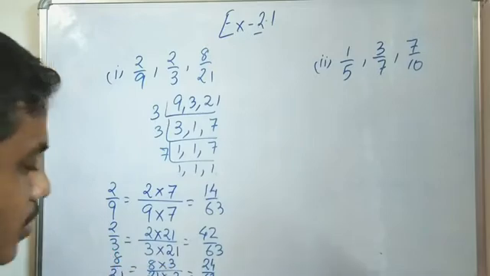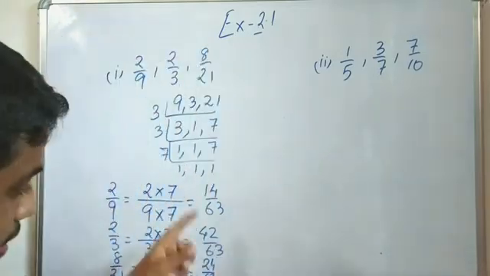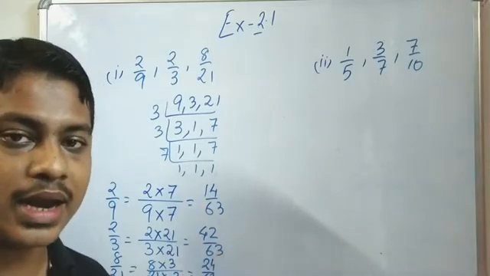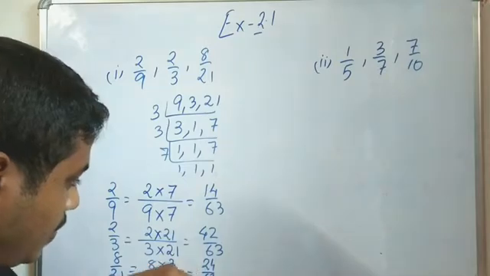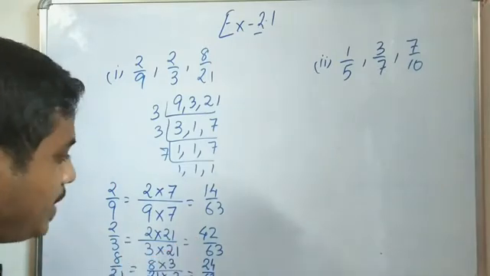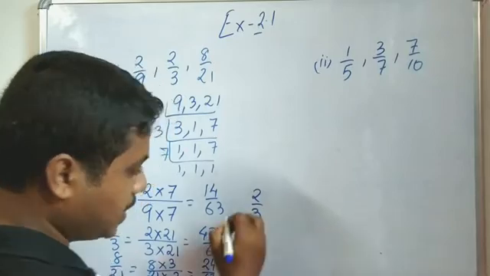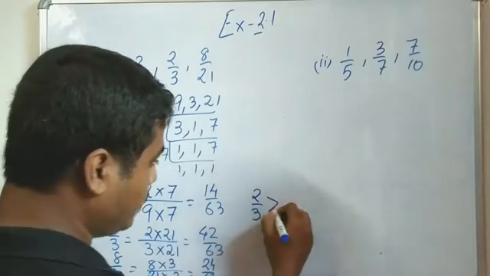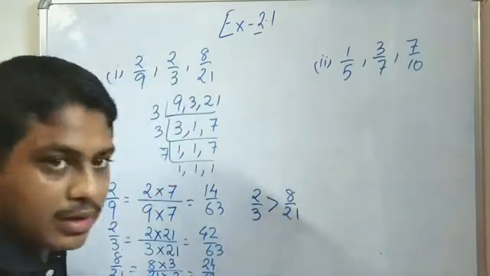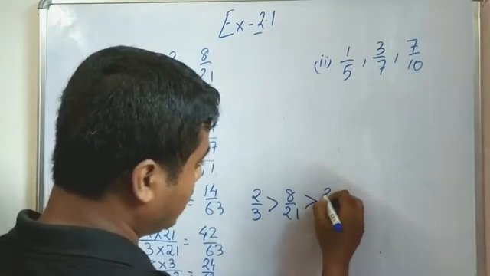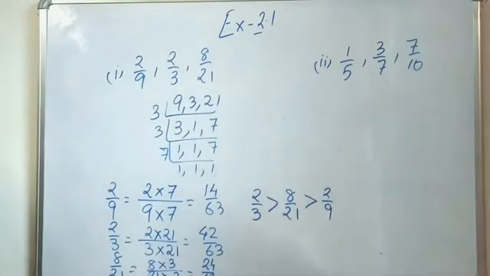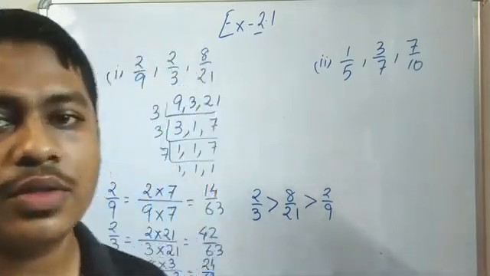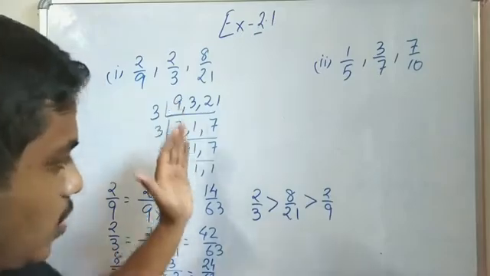Now according to it, which one is a bigger number here? You can see the numbers. The above number which has the highest value will be the largest value. So among 14, 42 and 24, obviously 42 is bigger. So what will the first number be? First number will be 2 by 3, which is bigger. Then the next number is 24 by 63, which is 8 by 21, which is greater. The next number will be the last one, that is 2 by 9. Clear? So this is how we need to find out which one is bigger and which one is smaller. Clear? You can note this in your copy.